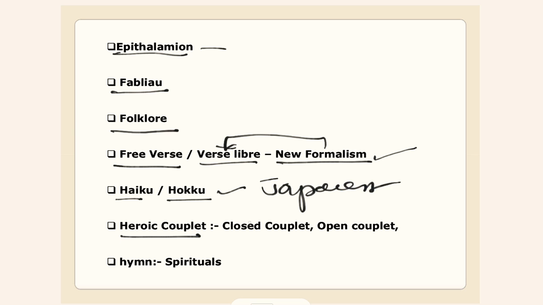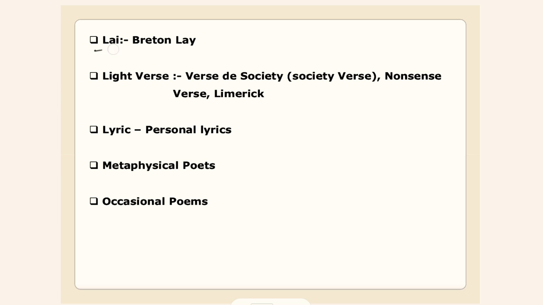Heroic couplet. Here two types: closed couplet, open couplet. Hymn or hymnal. Spirituals are very important here. Lay. Here Breton lay is very important. Light verse. Here are different terms. Vers de société or society verse. Nonsense verse. Limerick.